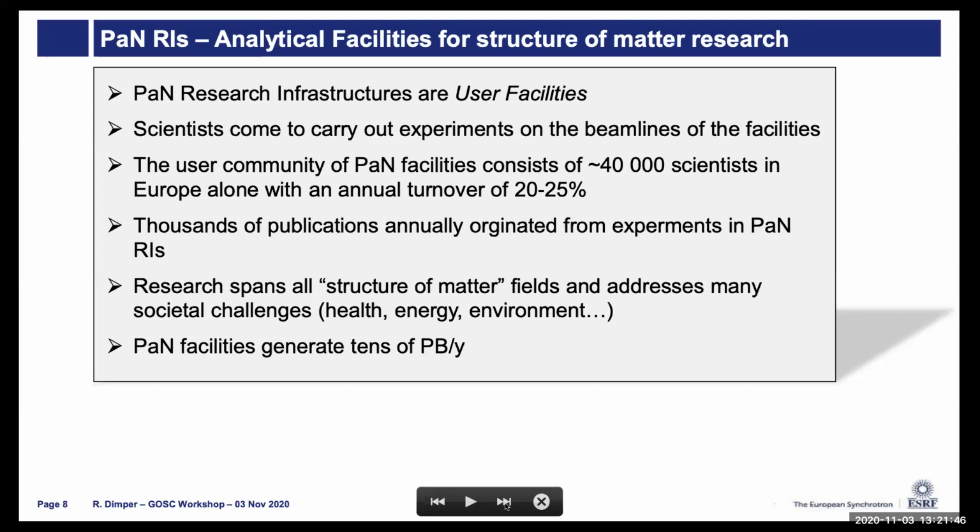So there are thousands of publications generated from work stemming from the photon and neutron research infrastructures. And these facilities overall generate many, many petabytes of data every year. And the data volume is very rapidly increasing, causing a lot of headache. Next slide, please.